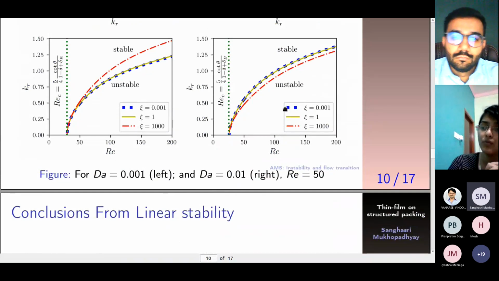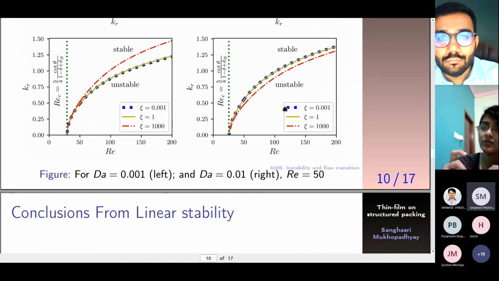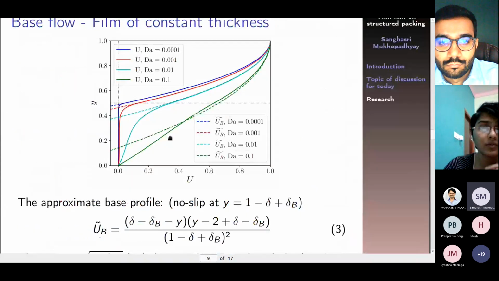Similarly, for the lower Darcy value, what happens? If we keep increasing the Darcy number, we will be losing the amount of the Darcy region. If you see in the base profile itself, for example 10 to the power minus 2, which is this blue line.